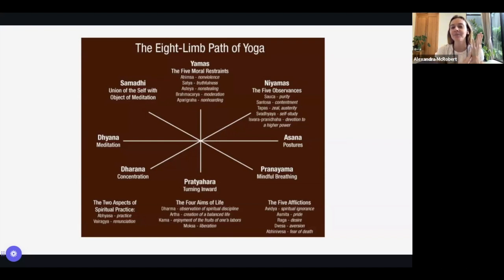And the 5 moral restraints are the yamas, which are ahimsa, which is nonviolence, satya, which is truthfulness, asteya, which is non-stealing, brahmacharya, which is moderation, and aparigraha, which is non-hoarding. Now, something I really love about the way Patanjali has outlined these sutras is that he tells you what to do, but not how to do it.